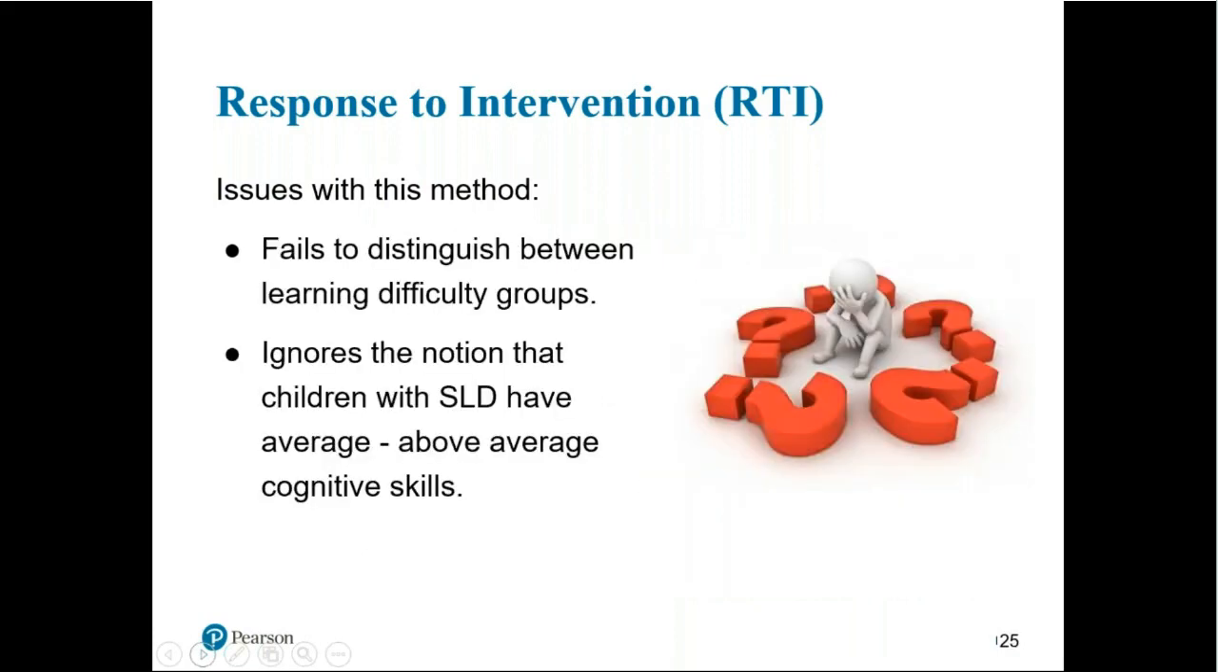And because it is a diagnosis by default, response to intervention fails to distinguish between different groups under the learning difficulties umbrella, and we really don't have any further information around what their cognitive skills might be, for example. So it might not identify children who have reasonable average or above average cognitive skills that might do okay in response to that intervention, but actually still have a specific learning disorder. So again, the real issue with the previous 2 models, the ability achievement discrepancy and the response to intervention, is that we are not accurately identifying children who have this particular concern.